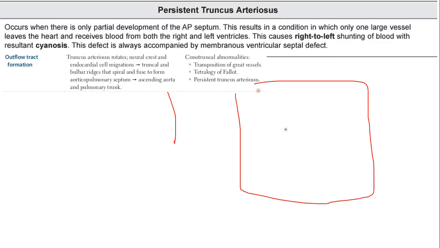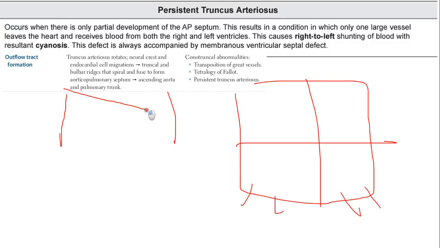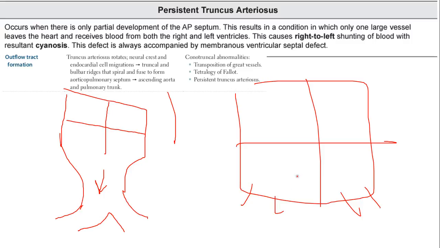So if you draw a diagram here, upside down kind of. Rather than having one valve there, one valve here, what you have instead is something like this, and then it separates. Okay, and that's everything.